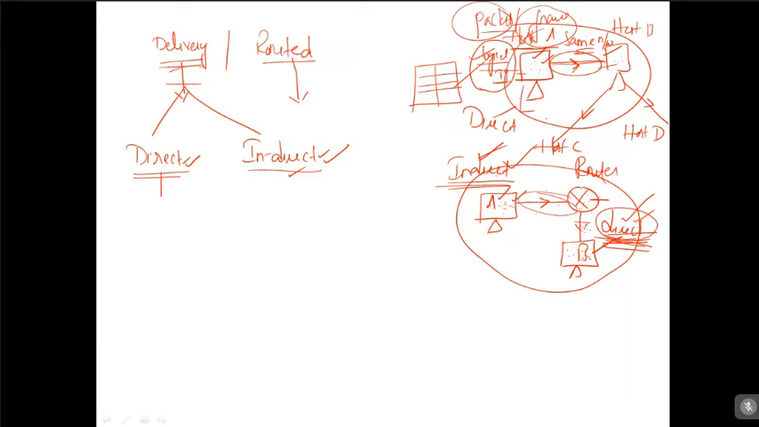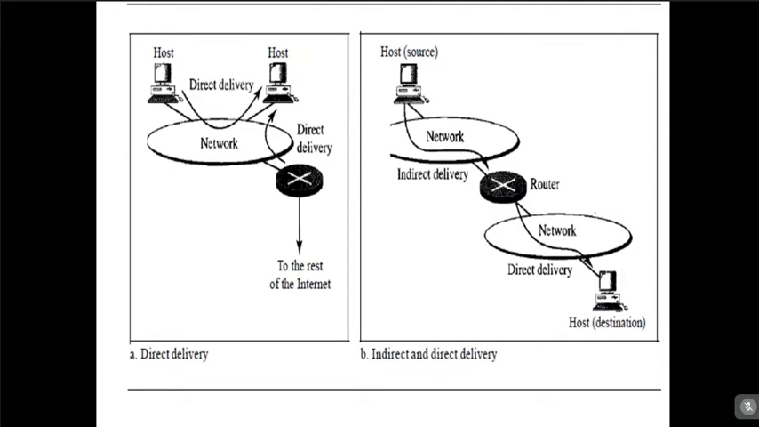Hope you got it. So this is about direct and indirect. To recognize whether it is performing direct or indirect delivery, you should know how this particular table is going to define it. Based on the table definition, that is the routing table we maintain at each and every host, we can say direct or indirect.